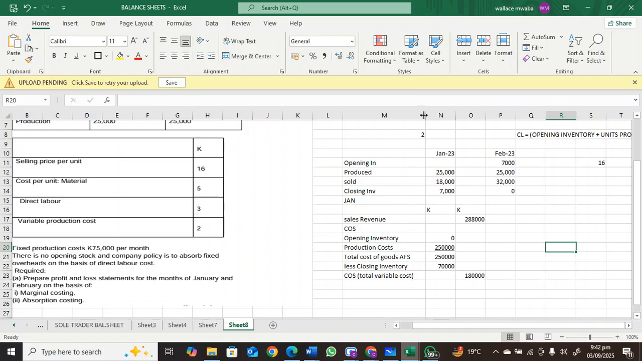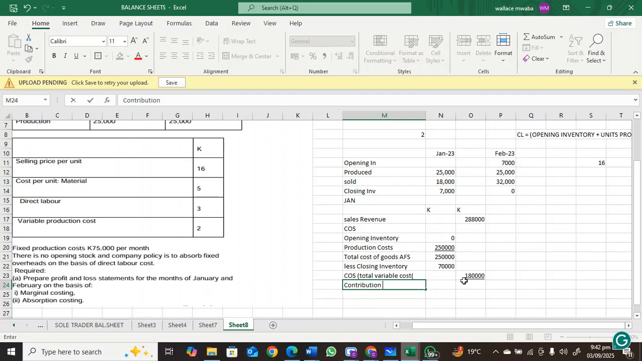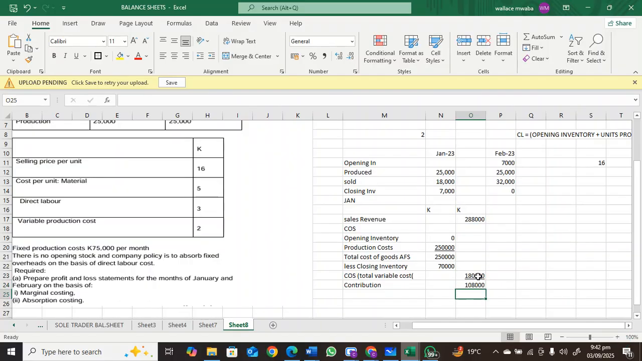So once we've got our total variable cost, we can now get our contribution. Remember, contribution is sales revenue minus your total variable cost. So 288,000 minus 180,000. Our contribution is 108,000 kwacha.